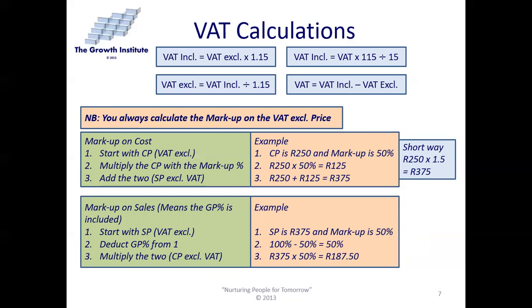If you want to calculate the VAT exclusive amount and you have the VAT inclusive amount, you will divide by 1.15. Okay. If you are trying to calculate the VAT inclusive amount and you only have the VAT amount, you will take that VAT amount, multiply it with 115, and then divide it by 15. If you want to calculate the VAT payable, or the VAT on its own, you will simply say the VAT inclusive price minus the VAT exclusive price gives me the VAT. It's the difference between the two.